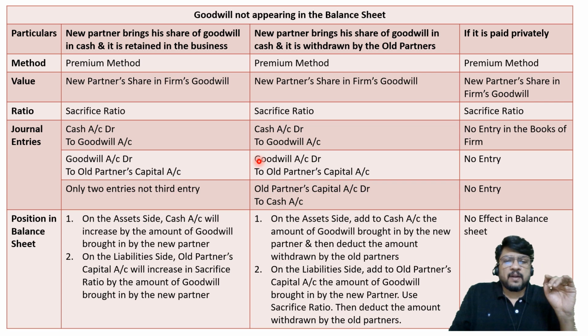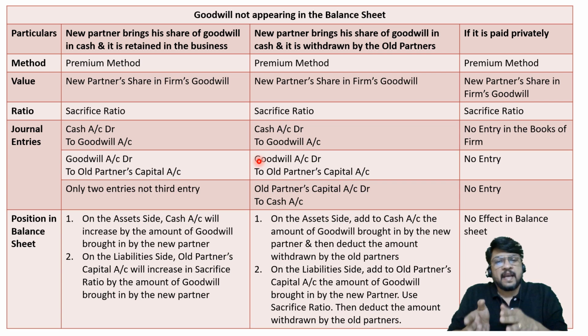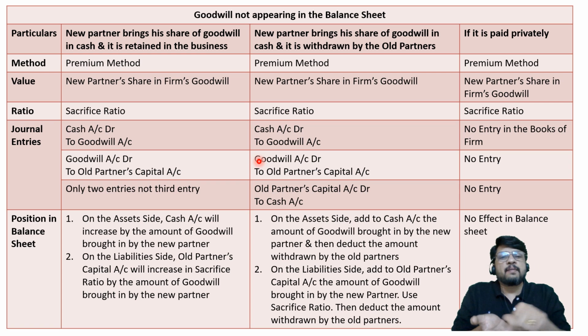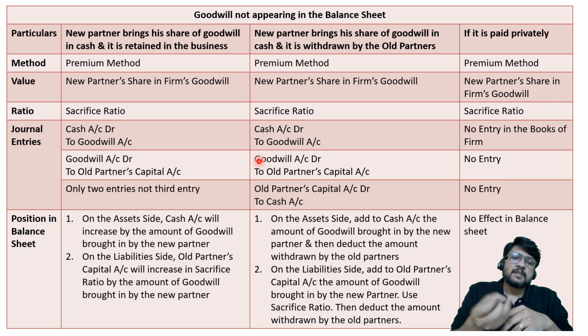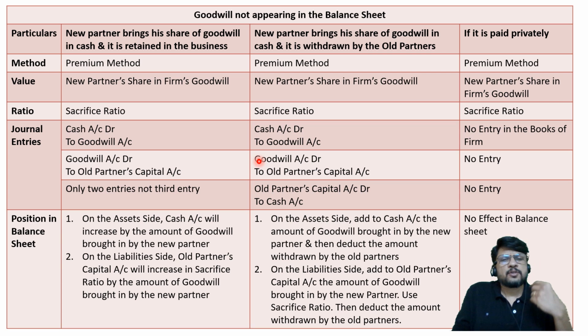So when old partners are withdrawing goodwill, it really means old partners are withdrawing cash which they received under the name of goodwill. I hope you are understanding what I am speaking. When goodwill is withdrawn, ultimately it is cash withdrawn. So, sir, why are they calling it cash? Goodwill is withdrawn by the partners. They should have simply said old partners withdrew cash. Yes, what you are saying is true. In reality, they could have simply said old partners withdrew cash.